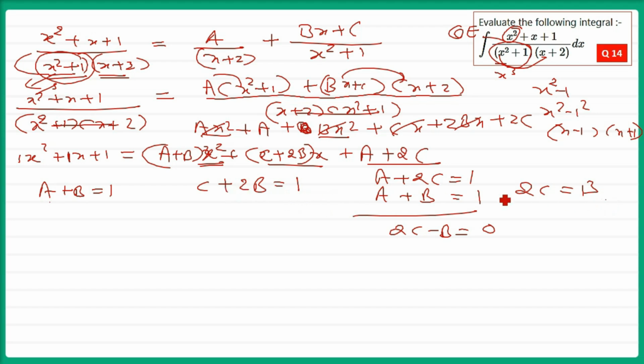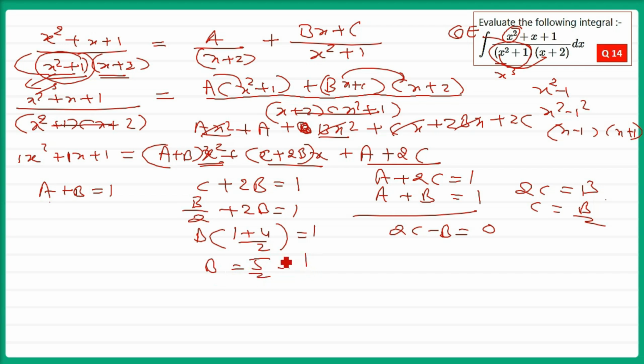Now C and B are together in the middle equation. Now you can replace here C by B by 2. 2B is already there. It's equal to 1. So this will be 1 half plus 2, it's 5 by 2. So you'll get B equals 2 by this 5 by 2. 2 by 5 becomes when it goes on the right.